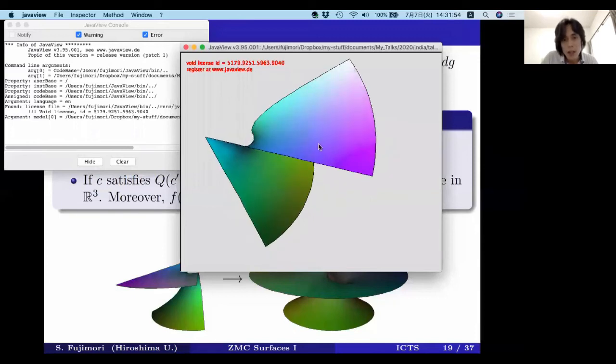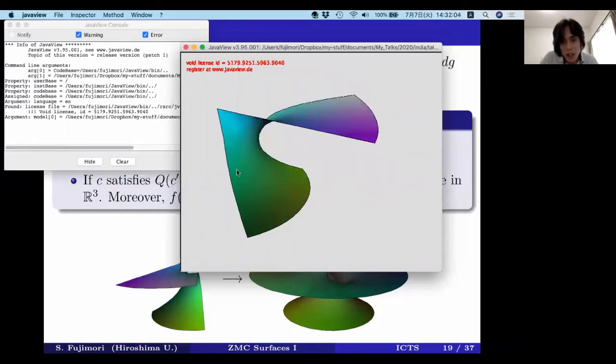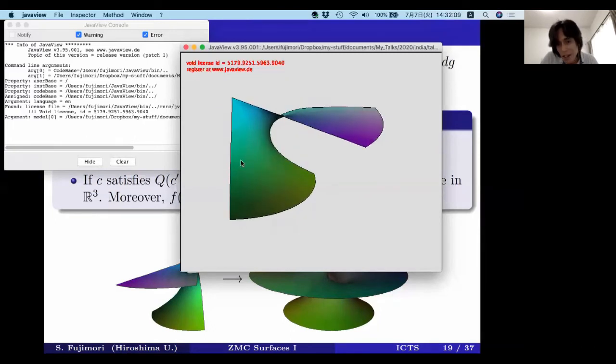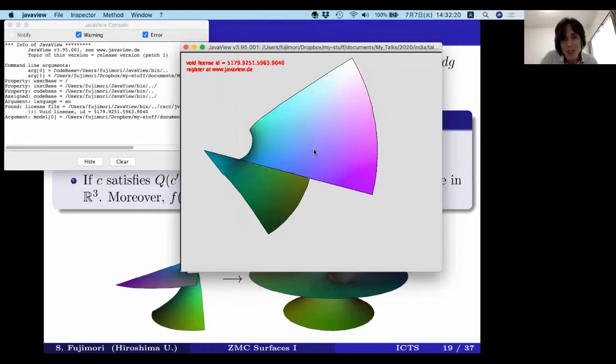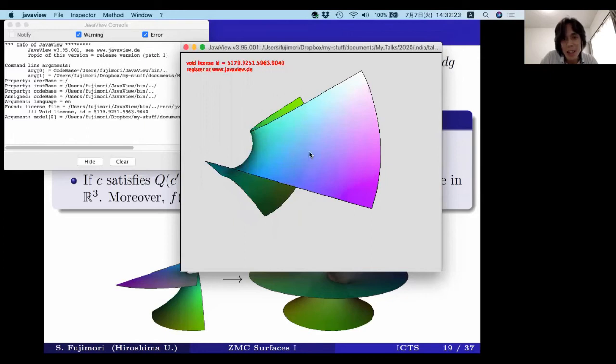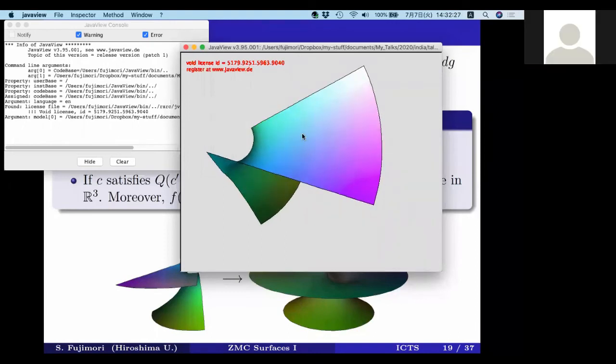But the other boundary, you see this is a straight line, the symmetry line, right? And also this curve is contained in a plane. Can you see this invisible plane? I hope you can see the plane here. And also this boundary is contained in the plane, right?